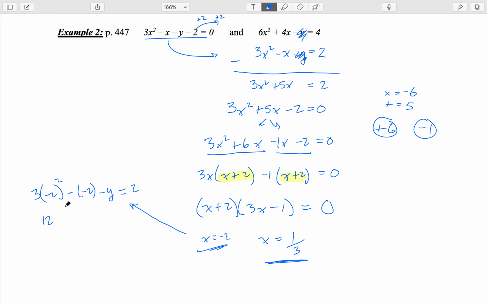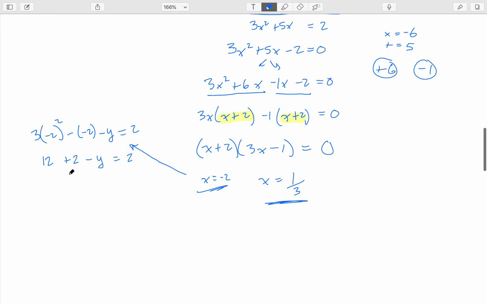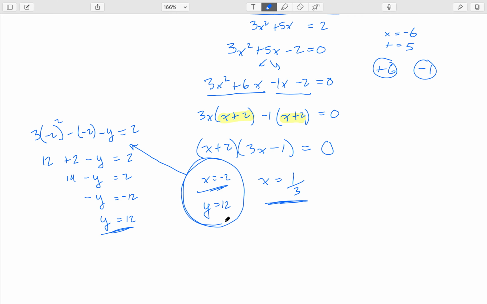So this is 12 plus 2 minus y is equal to 2. So in other words, 14 minus y is equal to 2. Minus 14 from both sides: minus y is minus 12. That means y is positive 12. Oh, not x, I've already done x. So when the x value is negative 2, the y value is 12. That's an x and y point.